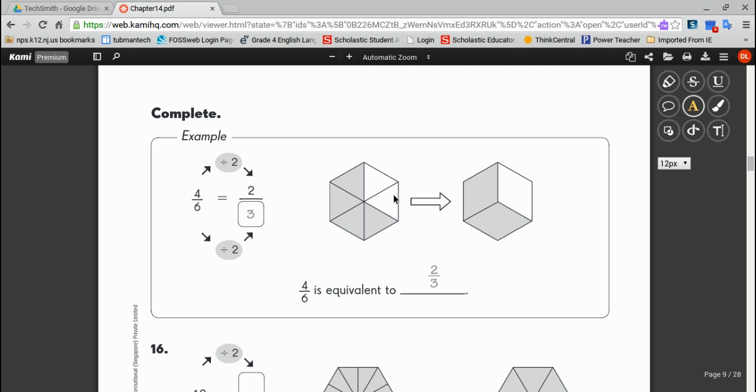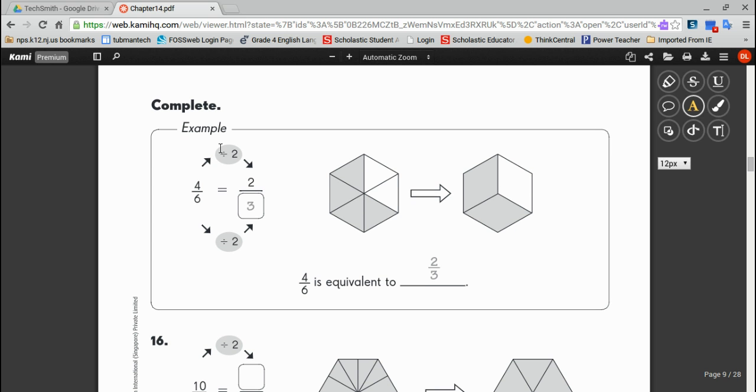This is page 99, complete the example. Another way to find an equivalent fraction is to divide. Before, in our previous videos, we were multiplying the top and the bottom, or the numerator and the denominator, by the same number to get equivalent fractions. We can also divide the numerator and the denominator by the same number to get equivalent fractions.